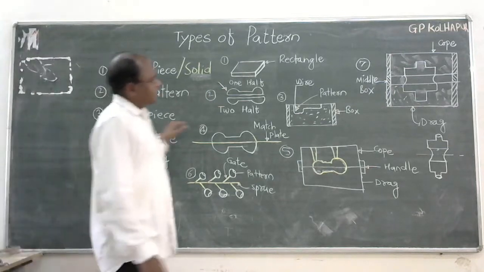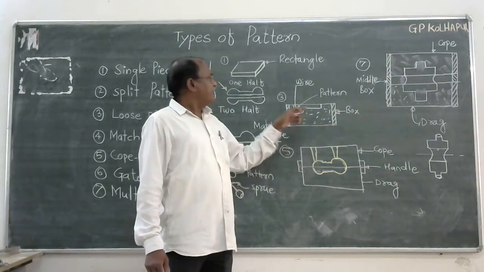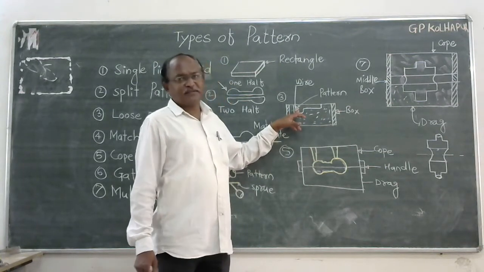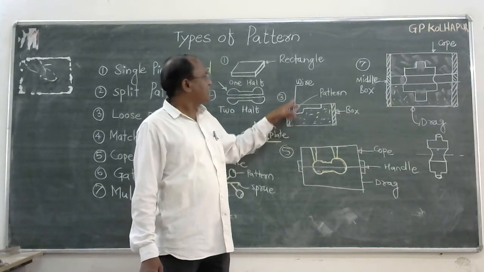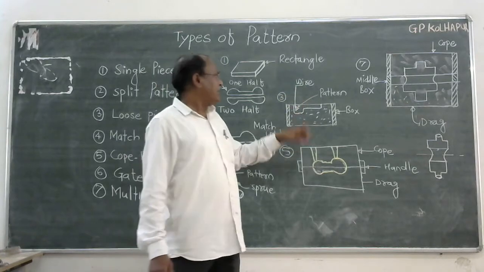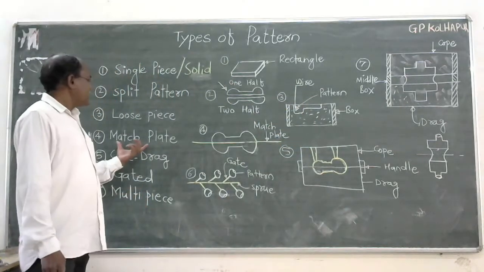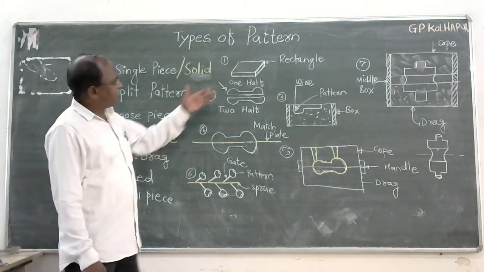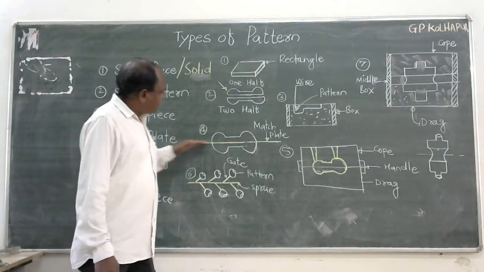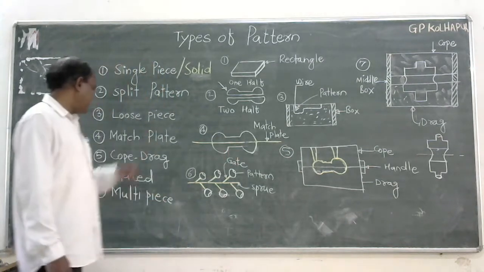Loose piece patterns. In some cases, while molding or casting, you require some loose piece of pattern. That loose piece is held by means of some wire or some rod. That's why it is the loose piece pattern. Match plate pattern is very similar to the split pattern, but there is a match plate in between these two patterns. That's why it is a match plate pattern.